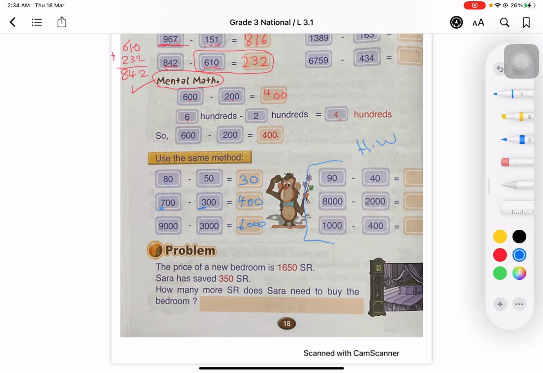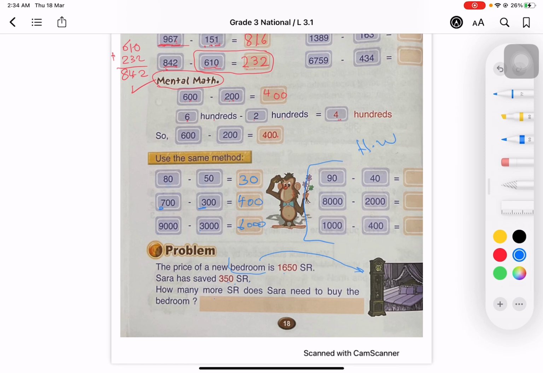And let's go and solve the problem solving. The price of a new bedroom is 1,650 riyal. Sarah has saved only 350 riyal. How many more riyal does Sarah need to buy the bedroom? Sarah wants to buy a bedroom. How much is it? It is 1,650. She doesn't have all this money. She only has 350. So she has less.